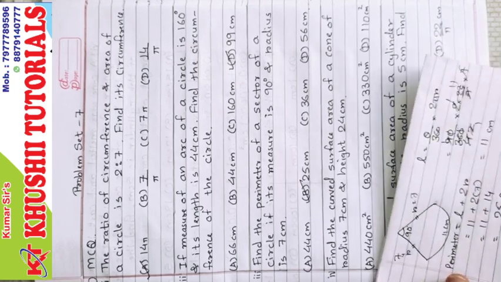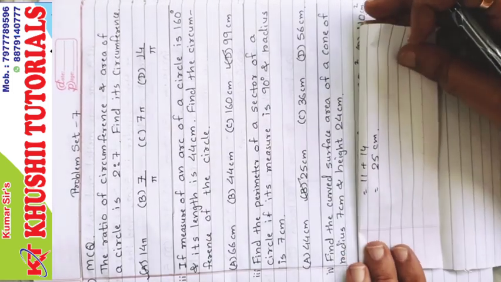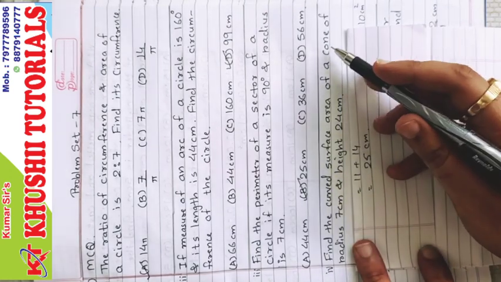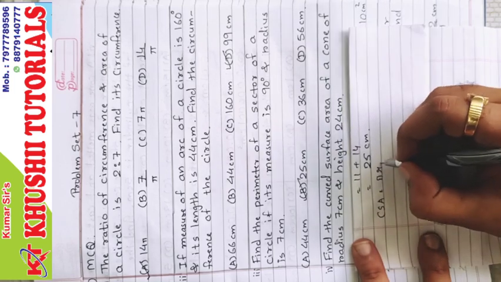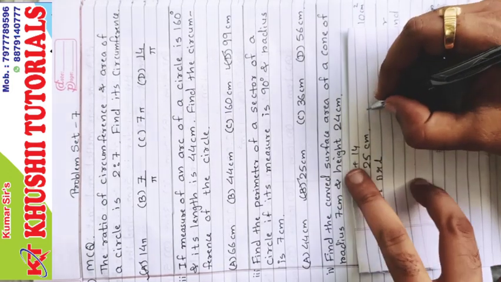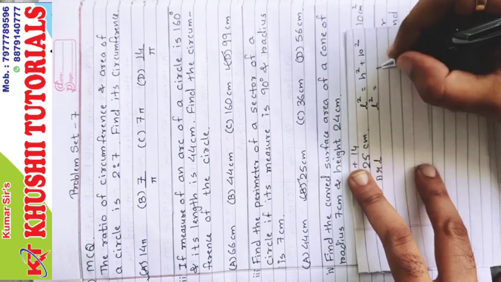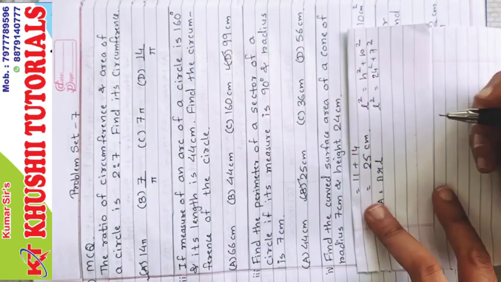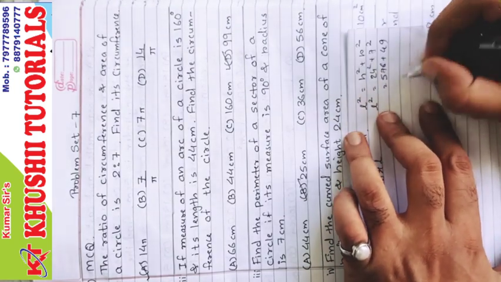The next one: find the curved surface area of a cone of radius 7 centimeter and height 24 centimeter. Curved surface area of a cone is pi r L. CSA of a cone equal to pi r L. We don't have L, the slant height. So first we will find L. We know L square equal to h square plus r square. L square equal to h which is 24 square plus radius which is 7 square. 24 square is 576, 7 square is 49.